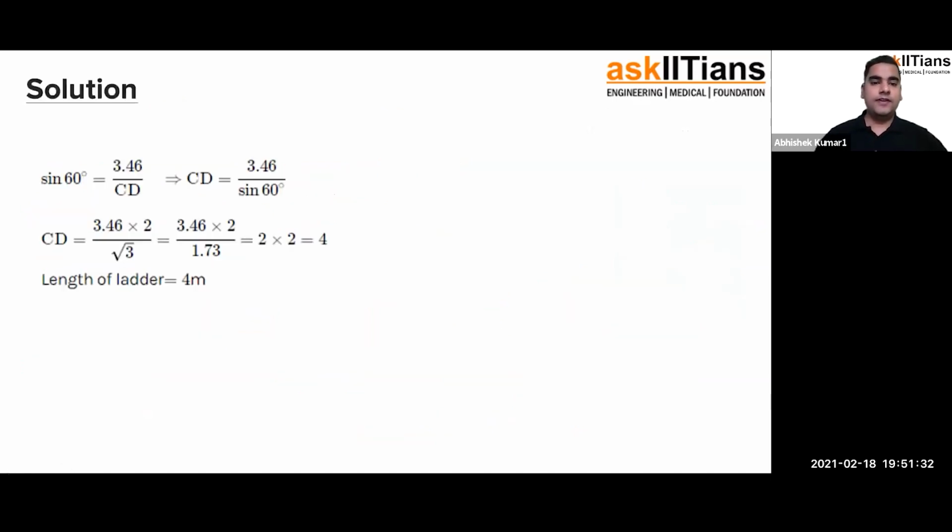Okay, done. All right. So you can see here the solution is for your reference. You went for sine 60 degree in that triangle. So that is 3.46 over CD. So CD is equal to what? After solving it, CD is equal to 3.46 over sine 60. We all know sine 60 is root 3 by 2. They substituted that value, so they got 3.46 over root 3 multiplied by 2. This 3.46 will get cancelled by 1.73 two times. Okay, so 2 into 2 is 4. So the length of the ladder in this problem has to be 4 meter. That clear?